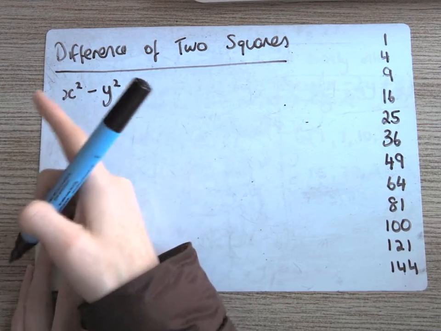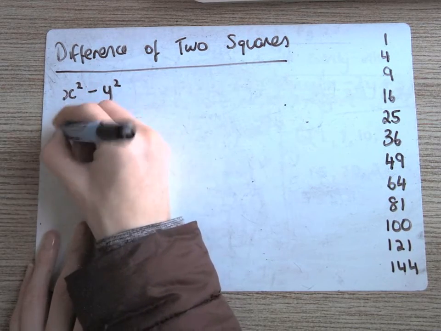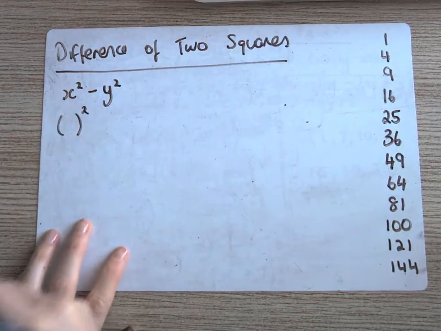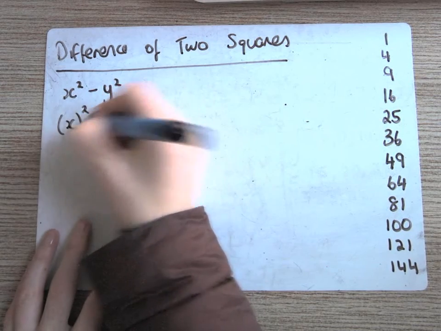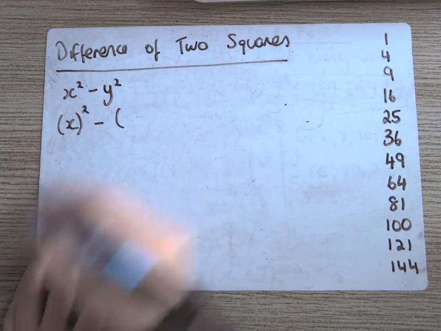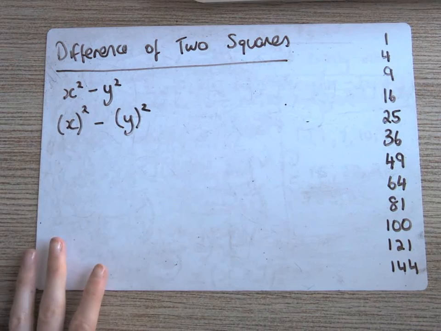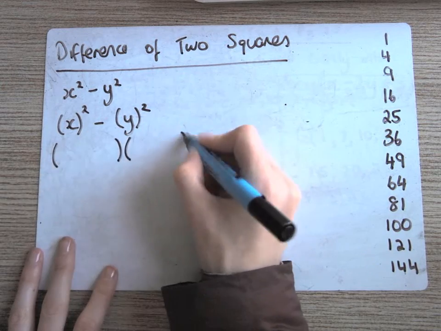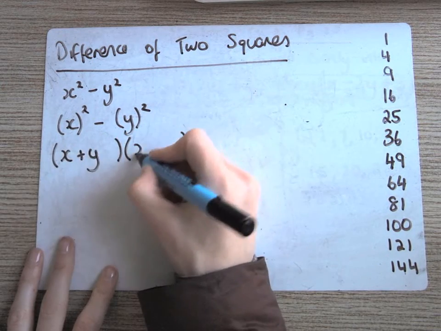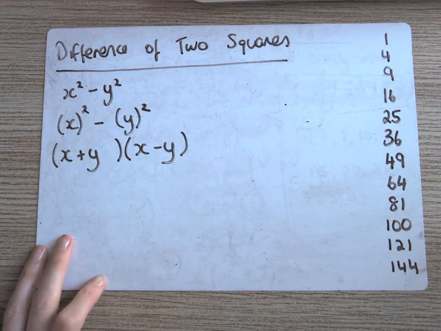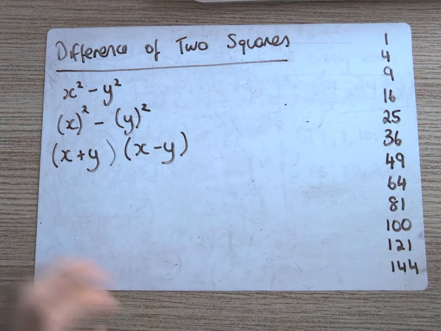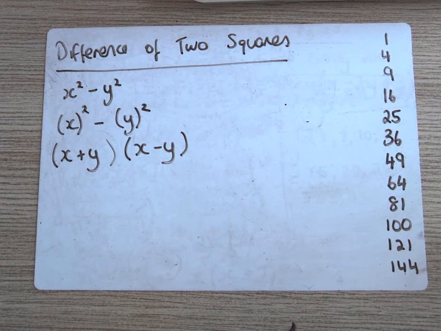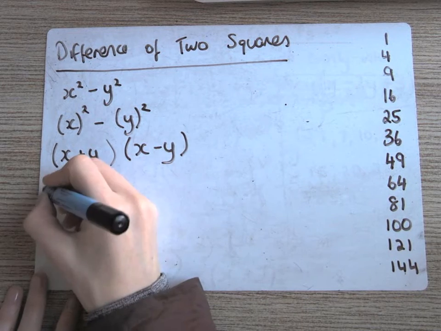Now, x squared is what letter to be squared? I know this sounds really weird, but x squared is what letter to be squared? X. And y squared is what letter to be squared? Y. All you do for difference of two squares is open up two brackets, and put x plus y in the first and x minus y in the second. One of them's a plus and one of them's a minus. So that's the general idea. Now we need to just do a few examples.